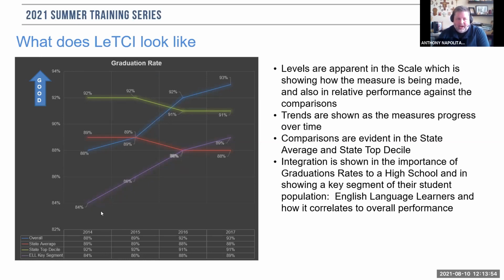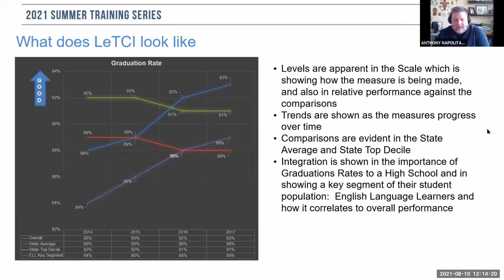How have your levels changed as you move forward in time? Comparisons are, if you look specifically, what your benchmarks are. I've got 2 of them on this slide. I've got state average and state top decile to let you know how you're doing against them. And then integration is shown in the importance of graduation rates, period.